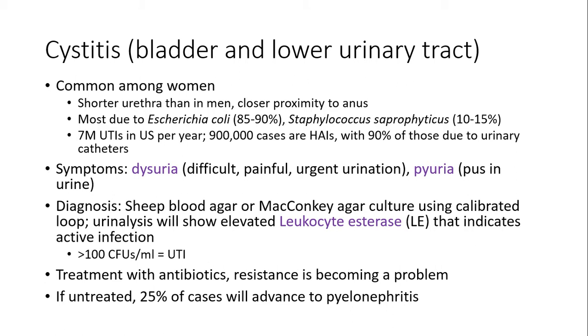Now, cystitis, which is, again, that bladder as well as lower urinary tract infection, is very common among women. Again, they do have a shorter urethra than in men, and it's much closer to the anus. So for that reason, most of these are going to be due to E. coli, about 85 to 90%. A second type of organism that could be at play here is Staphylococcus saprophyticus, which accounts for 10 to 15% of these infections. We see 7 million new urinary tract infections in the US per year. 900,000 of those are hospital acquired, often with a urinary catheter.